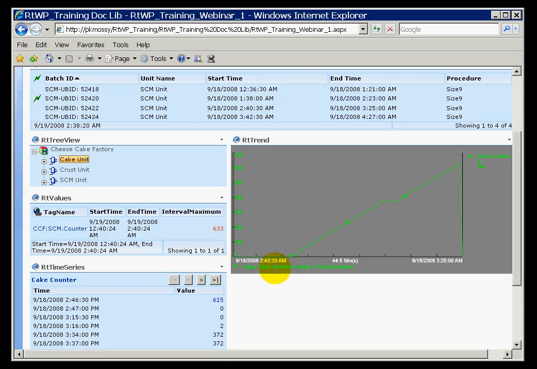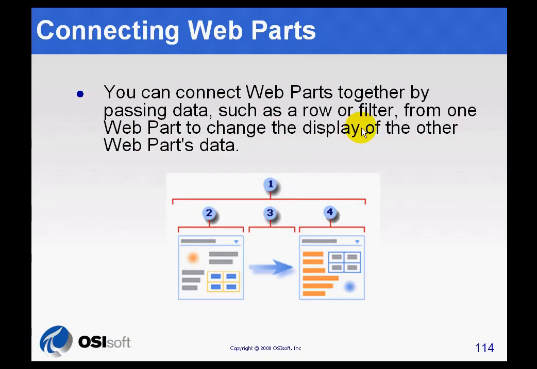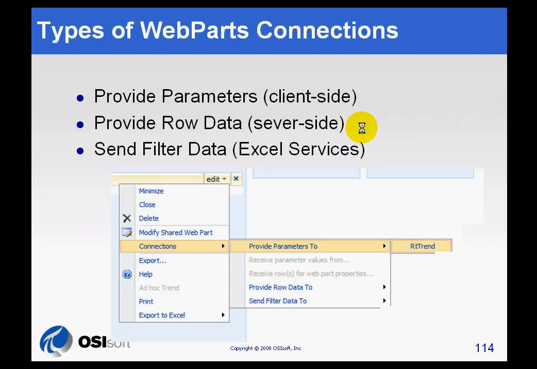I don't know if you saw it, but right down here, our start time and end time, yeah, there we go. That was rather slow. It just changed based on the clicking of this batch. So if I click that again, yeah, that's more like it. We're seeing now the start time and end time are being taken from each batch and sent to the receiving RT web part, and that's the RT trend. So that's an example of two web parts that are connected to each other.